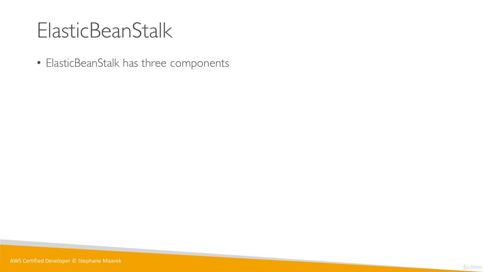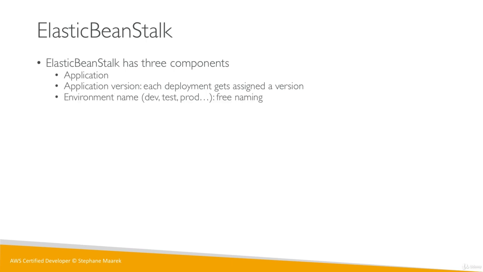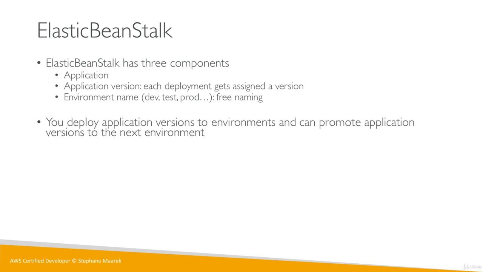So Beanstalk, when we look at it, and we'll see this in the hands-on, it has 3 components. It has an application version. So every time you upload new code, you'll get an application version, and environment names. So you're going to deploy your code to dev, test, and prod. And you're free to name your environments just the way you want and have as many environments as you wish. You're going to deploy applications to environments, and basically we'll be able to promote these application versions to the next environment. So it's the whole idea. We're going to create an application version, get it from dev to test to prod, etc.